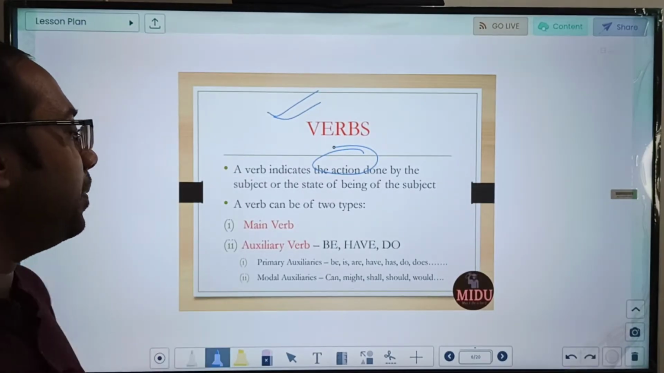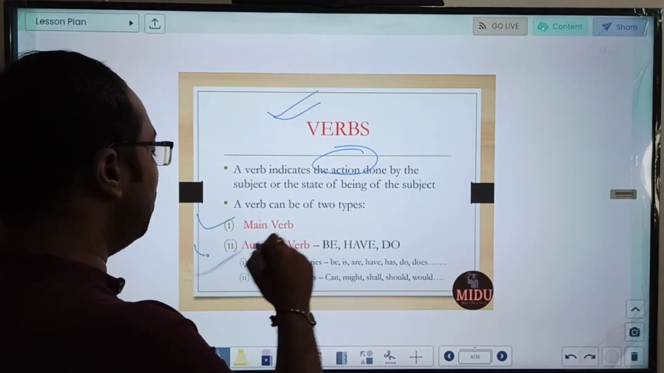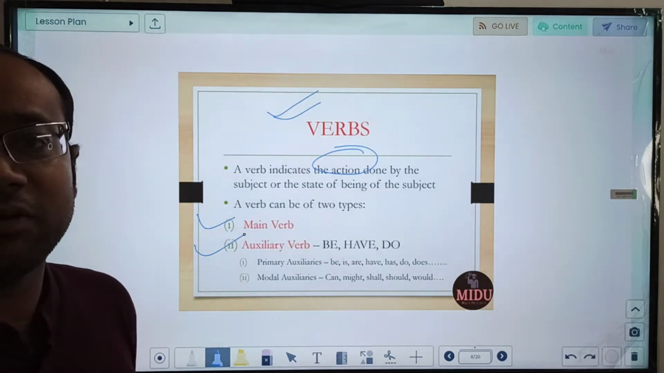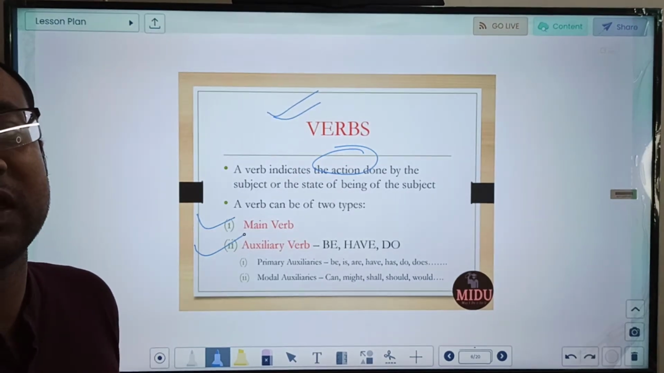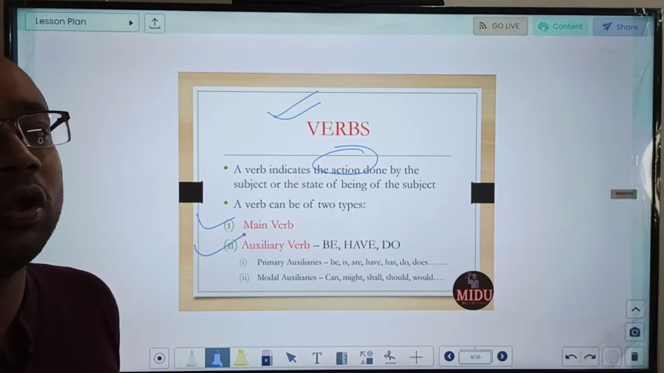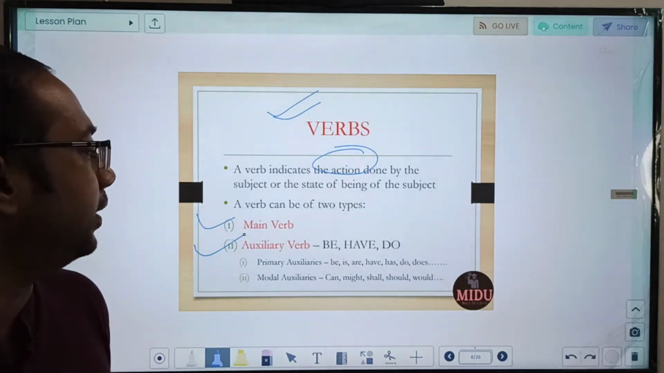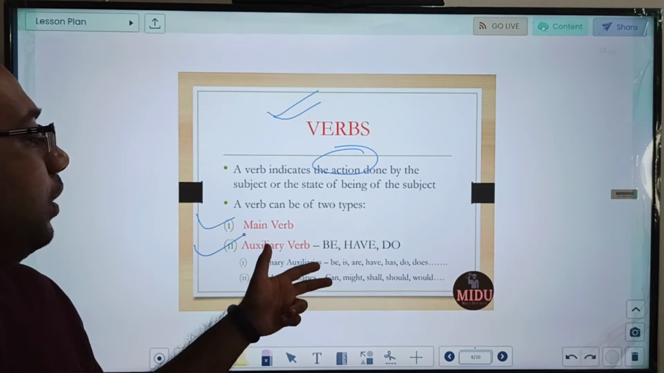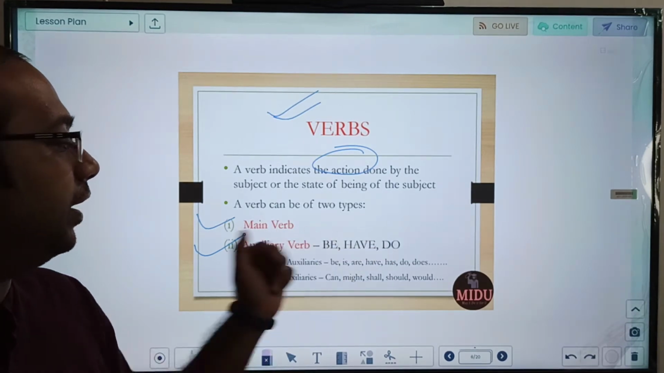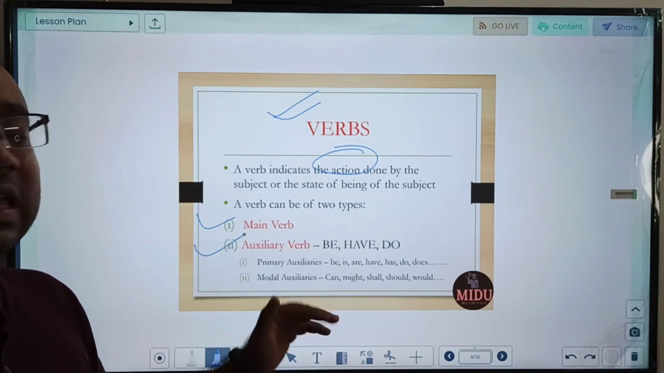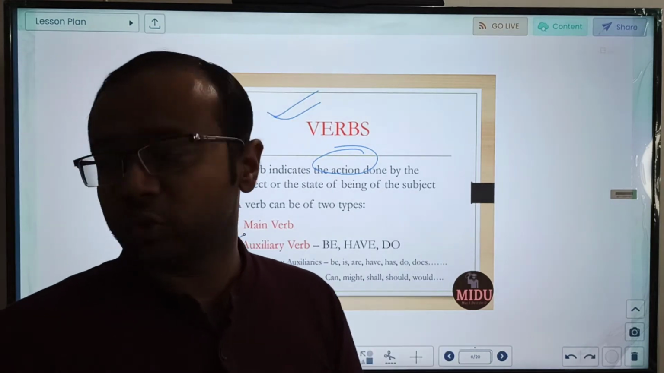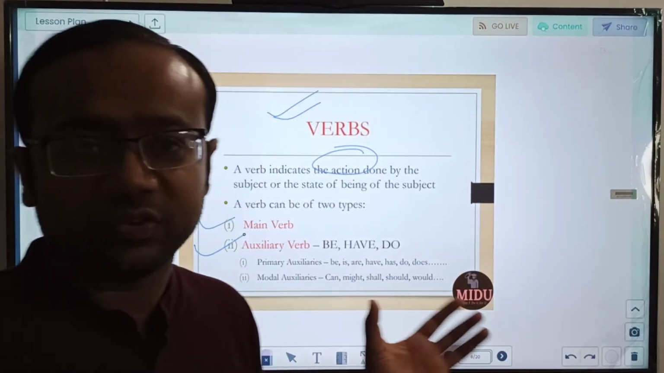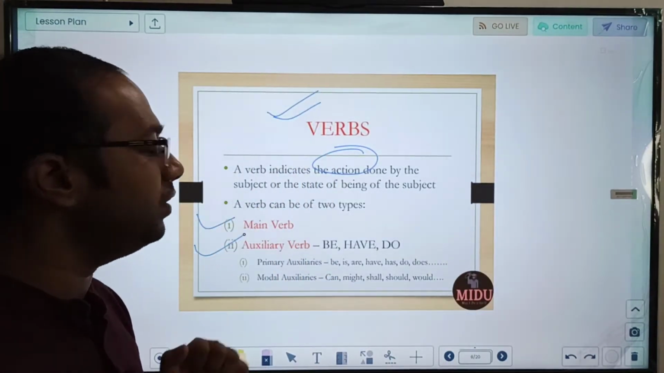or it can even be the state of being of the subject. There are basically 2 types of verb, main verb and auxiliary verb. The main verb is, like we say, sing, study and all, which is the main action being done. And auxiliaries are the supporting verbs, and are basically of the forms of be, have and do. So sometimes we will say, he has been studying. In this, has been is the auxiliary and study is the main verb.